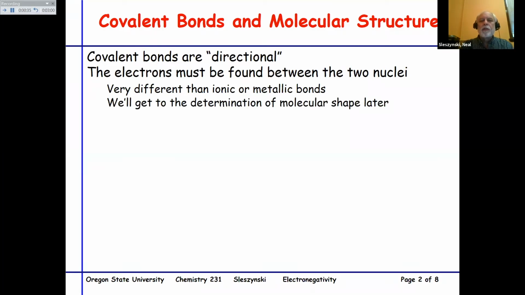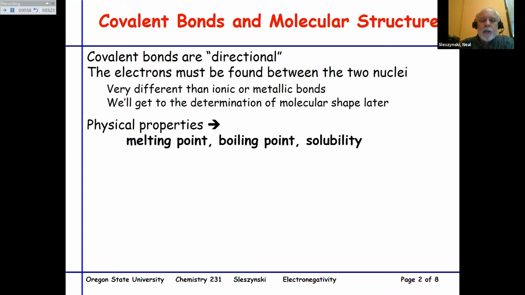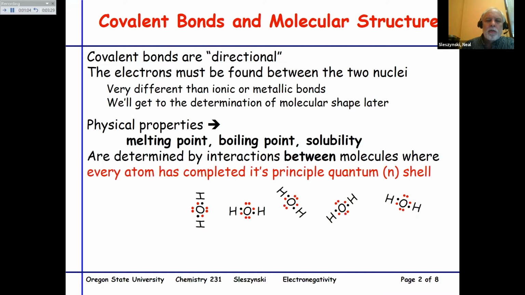Ultimately, we'll find out that this directional feature of covalent bonds determines molecular shape, but we'll talk about that in subsequent chapters when we talk about molecular shape. The directionality of these bonds ends up affecting many of the physical properties we see in the laboratory. Things like melting point, boiling point, and solubility in different types of solvents. All of these are determined by interactions between molecules where every atom has completed its principal quantum shell, or N number. So again, rule of octet.